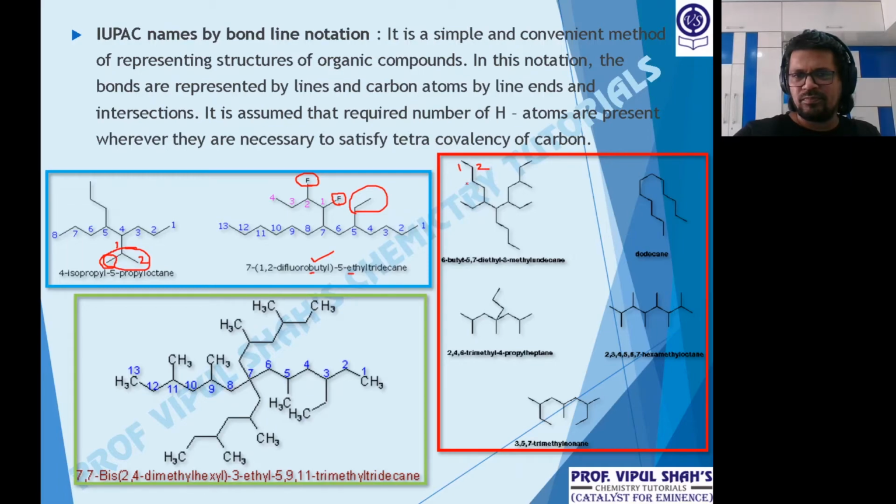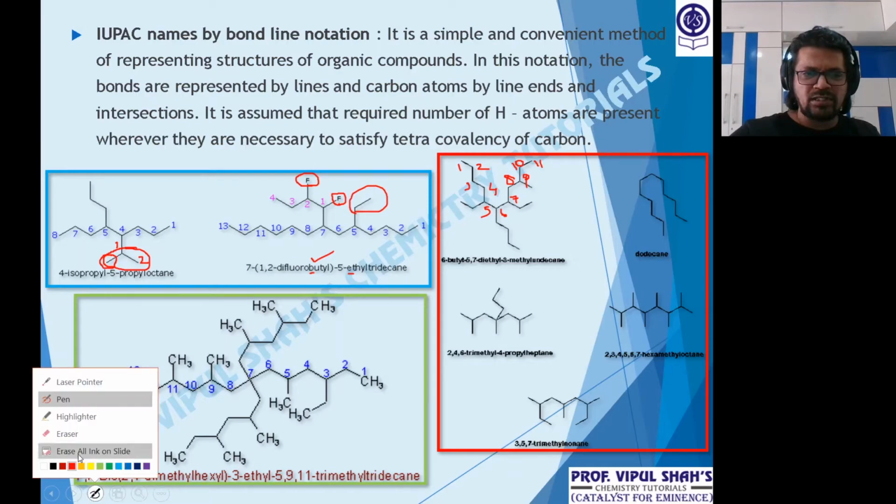2, 3, 4, 5, 6. So 1, 2, 3, 4, 5, 6, 7, 8. So 5, 6, 7, 8. Then this one 9. This one 10. And last branch 11. Okay, 11 carbon atoms, so that is undecane, that is one.